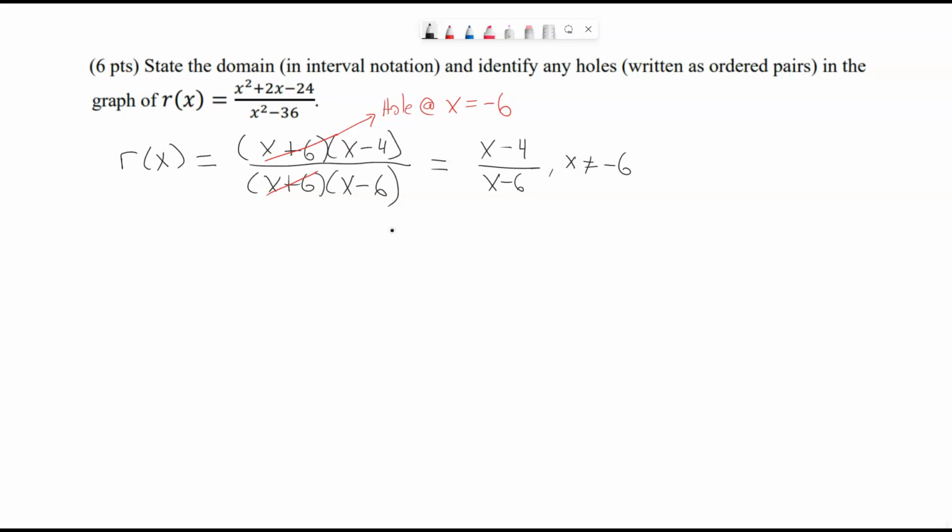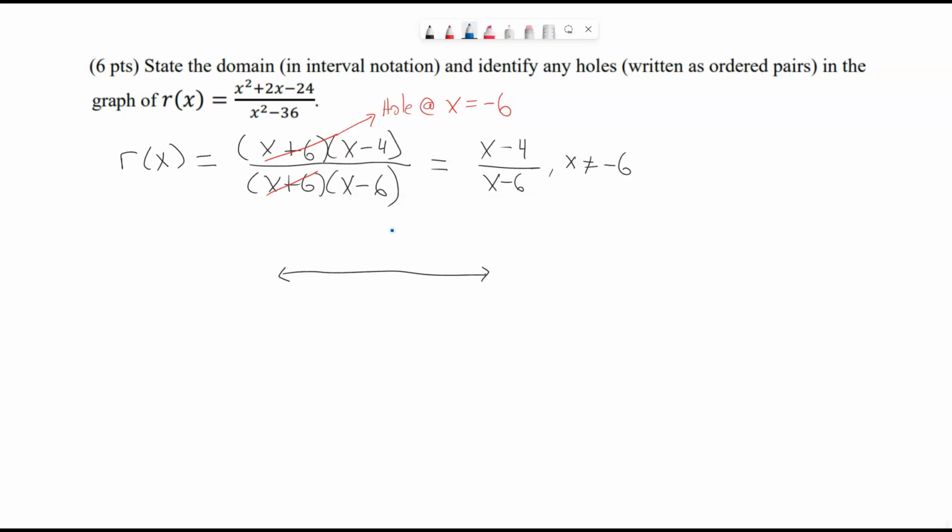Where the numerator equals 0 is an x-intercept. So our function has an x-intercept at 4. Where the denominator equals 0, in our case at x equals 6, is a vertical asymptote. But that analysis is only after you've reduced any factors of 1 you can find. We're looking for the domain. The domain you'd think is all real numbers. So let's give all real numbers to start off.